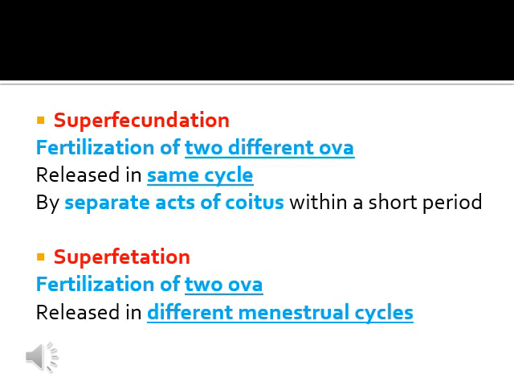Next is superfecundation, the fertilization of two different ova released in the same cycle by separate acts of coitus within a short period of time. So two different ova released in the same cycle get fertilized by separate acts of coitus within a short period of time, that is superfecundation. Next is superfetation, that is fertilization of two ova released in different menstrual cycles.